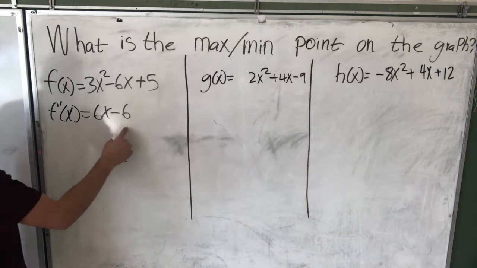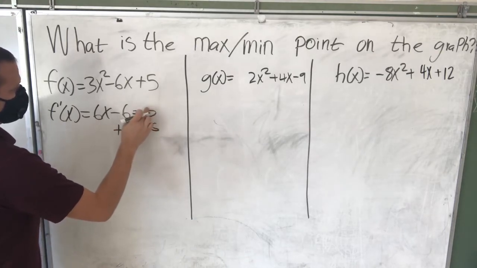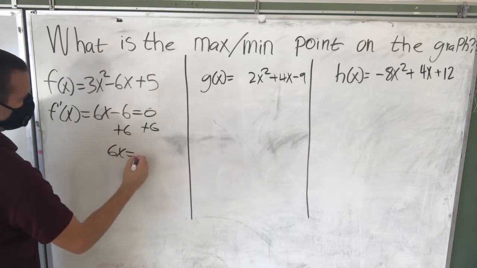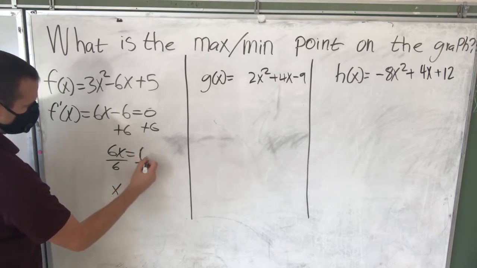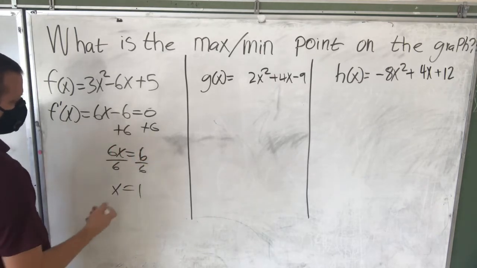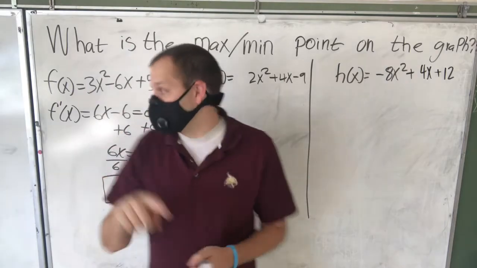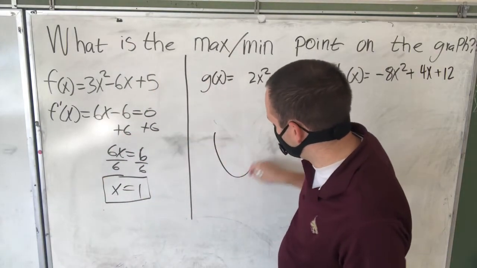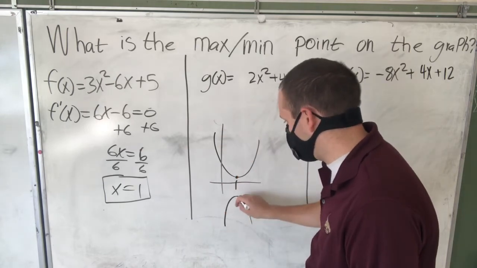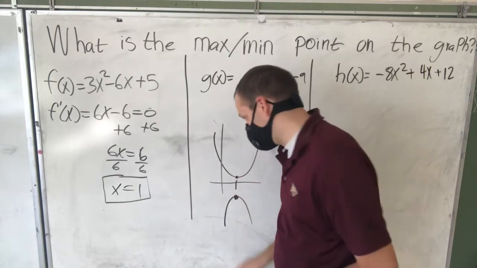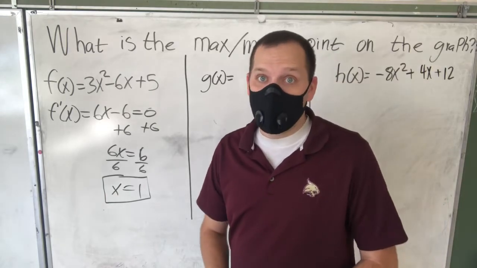So if I want it to be 0, I'm going to add 6. That gives me 6x equals 6, divide by 6, divide by 6. That gives me 1. Sorry, I jumped ahead and got 1. So x equals 1 is the x value where I'm going to have the bottom of a parabola. The parabola is going to come down, and at x equals 1, it's either going to be the lowest spot or the highest spot. That's what this is telling me. All I have to do is figure out how high or how low it is.